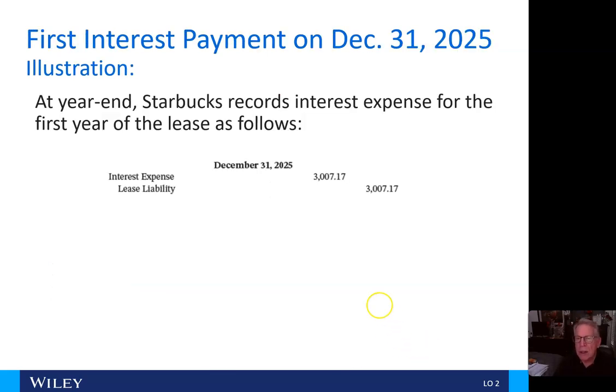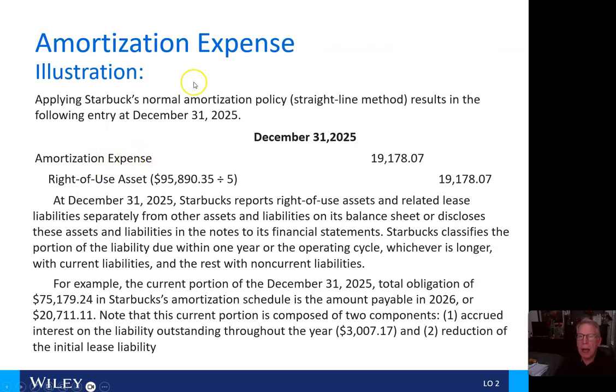At year end, Starbucks is going to record the interest expense for the first year of the lease as shown. Now, if we look at the amortization expense, applying Starbucks' normal amortization policy, the straight line method results in the following entry at December 31, 2025.